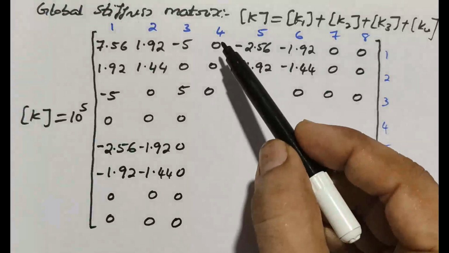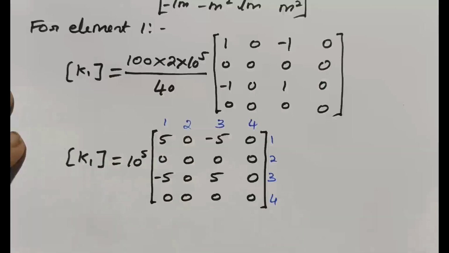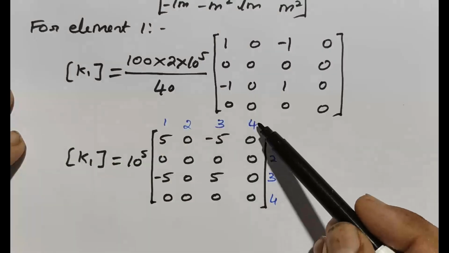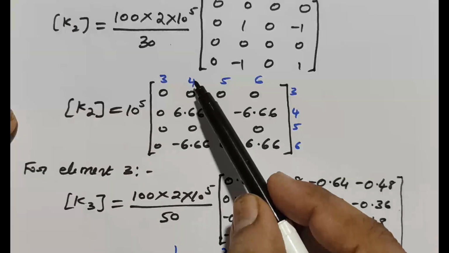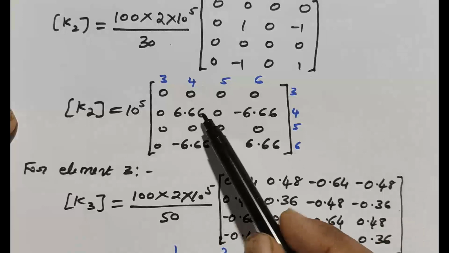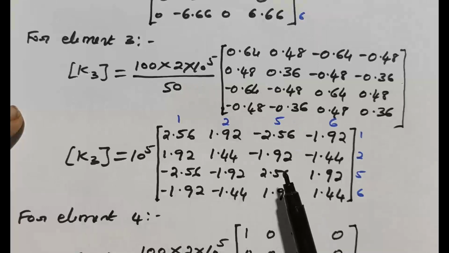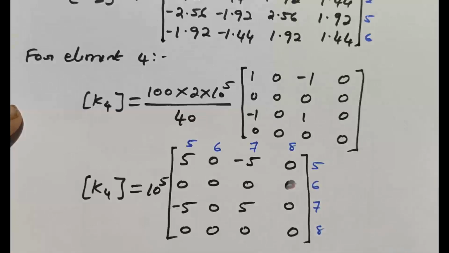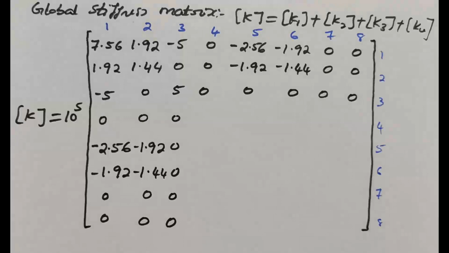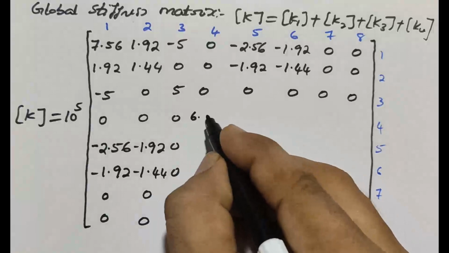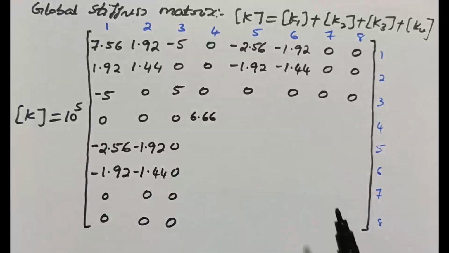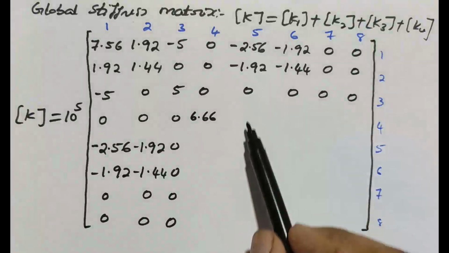Next, we need the element corresponding to 4 and 4. See K1, here the element corresponding to 4 and 4 is 0. Here in K2, the element corresponding to 4 and 4 is 6.66. In K3 and K4, we don't have any element corresponding to 4 and 4. Therefore, the element corresponding to 4 and 4 is 6.66.